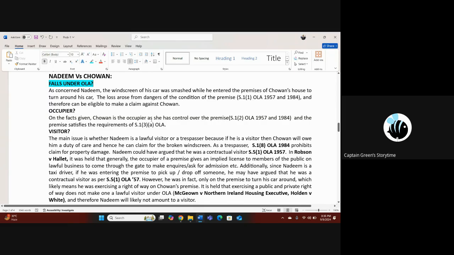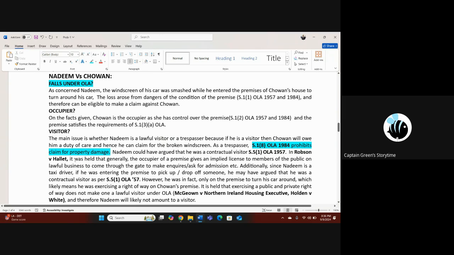Now, occupier. On the facts given, we have already read that Chuan is an occupier and he occupies that place. Now, is Nadeem a lawful visitor or a trespasser? The main issue is whether Nadeem is a lawful visitor or trespasser, because if he is a visitor, then Chauhan will owe him a duty of care, and hence he can claim for the broken windscreen. Okay. As a trespasser, under Section 1, subsection 8 OLA 1984, if Nadeem is a trespasser, then he cannot claim for his property damage. However, Nadeem could have argued that he was a contractual visitor.